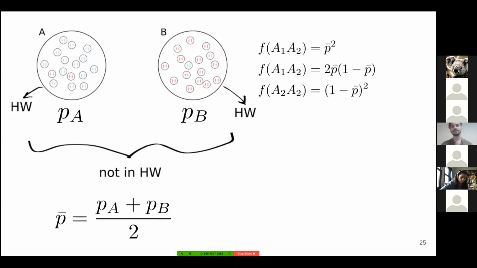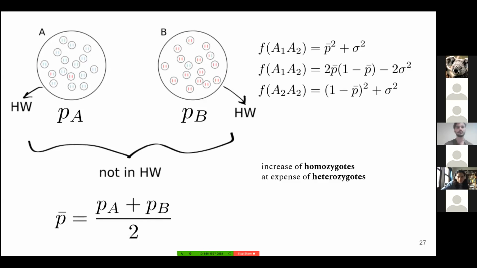In fact, the genotypic frequencies will not be determined solely by the mean allelic frequency, but also by how different the subpopulations are in terms of the allelic frequency, which is expressed as the variance. We can see that the greater the difference between allelic frequencies, the greater the increase of homozygotes at the expense of heterozygotes. This is commonly known as the Wahlund effect. We will call the difference in allele frequencies between populations differentiation.